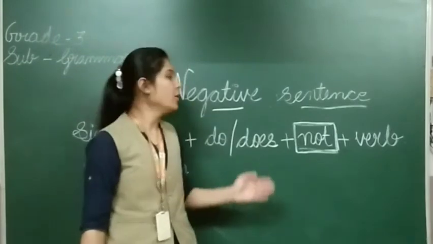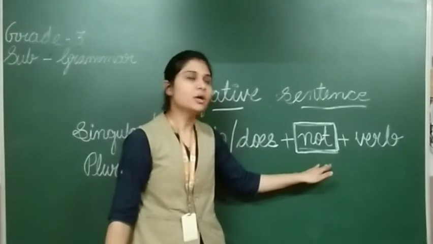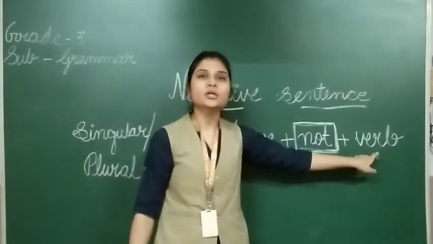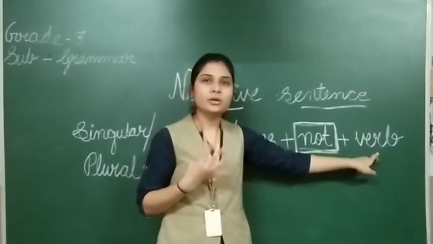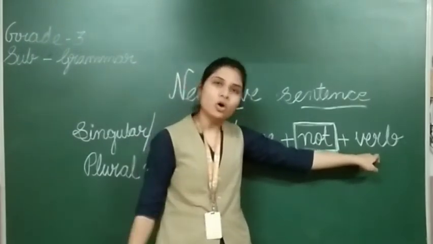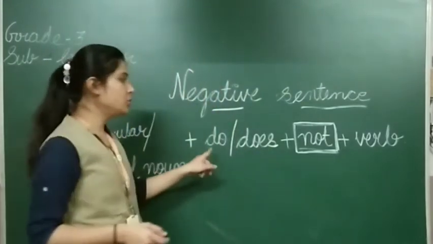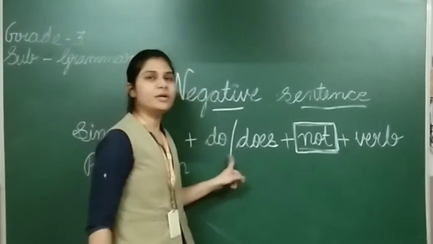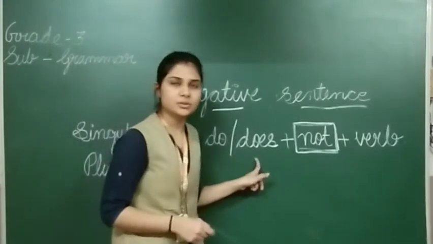Negative will be made when we use the word "not" in that sentence, right? Plus the verb. The verbs we have learned, like play, write, dance, sing, read. These are the verbs, so we have to use that verb also, right? Now I am going to show you the table where we have to use do and where we have to use does. In the table it will be clear to you how we have to use do or does.